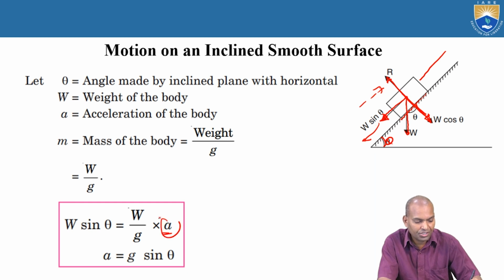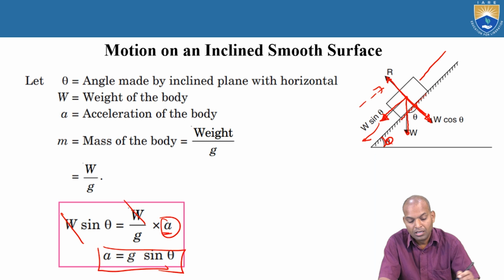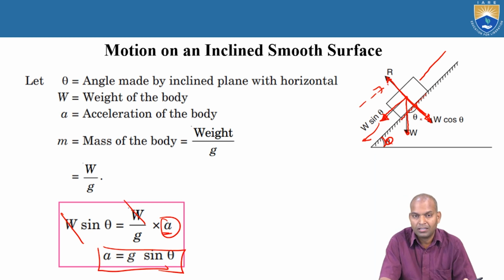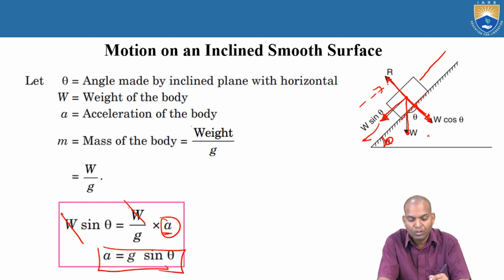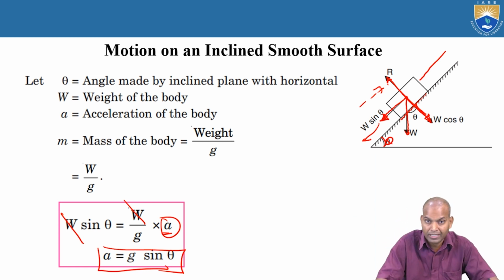Now W gets cancelled, and it becomes g sin theta. The acceleration of the body on the smooth surface is a equal to g times sin theta, where theta is the angle of the inclined plane. Now, why didn't we consider R and W cos theta? Because the motion of the body is not normal to the surface. It is parallel to the inclined surface. That's why we consider the parallel component of the weight.